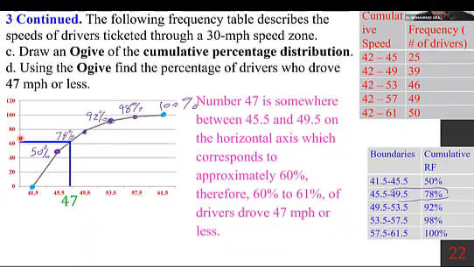And your answer would be number 47 is somewhere between 45.5 and 49.5 on the horizontal axis, which corresponds to approximately 60%. Therefore, 60 to 61% of drivers drove 47 miles per hour or less. That's what the ogive can give us.